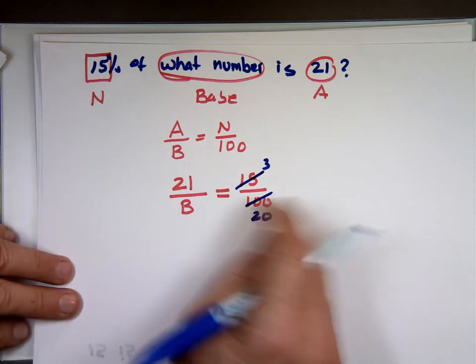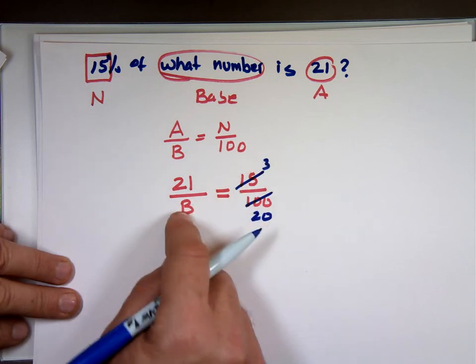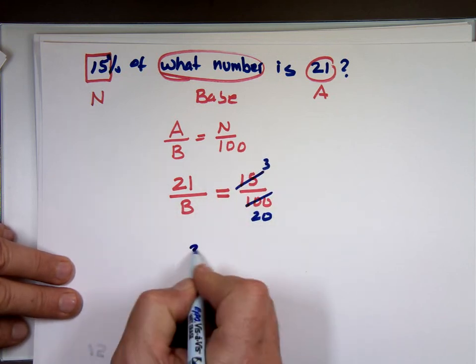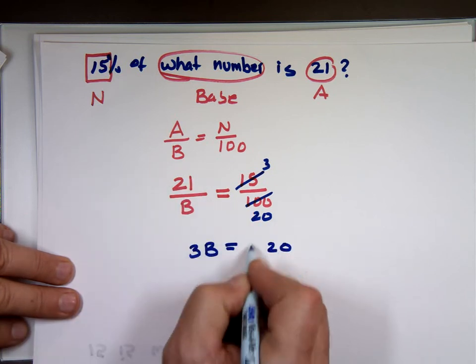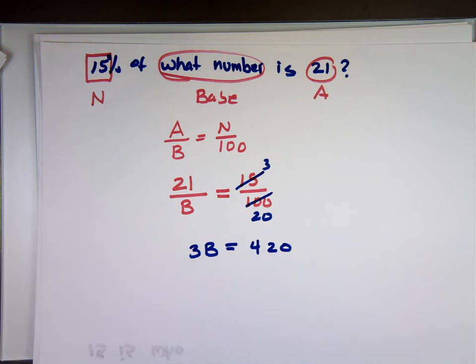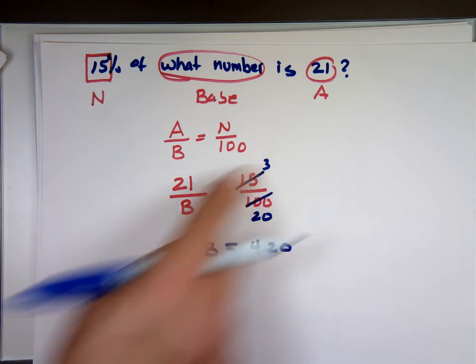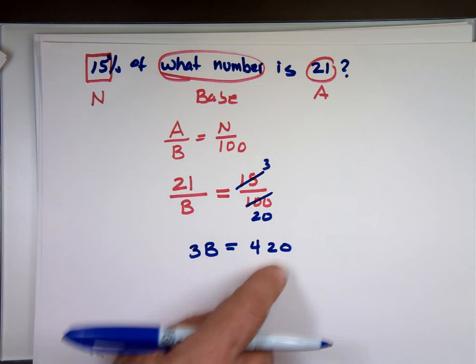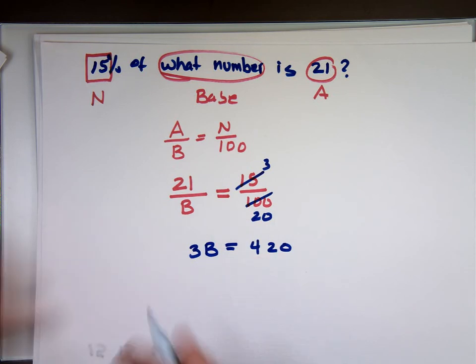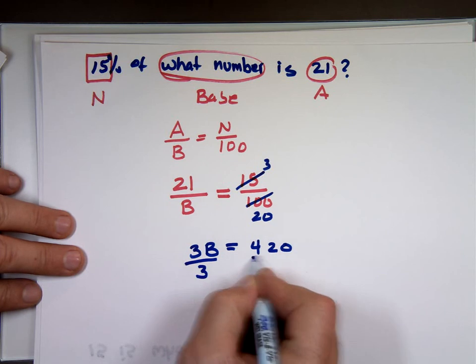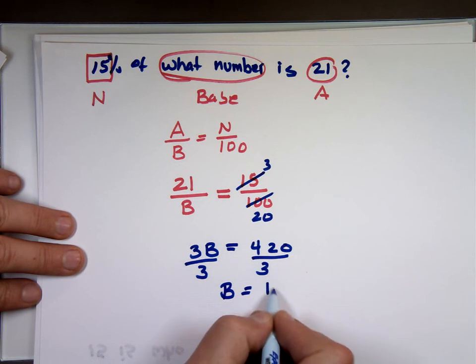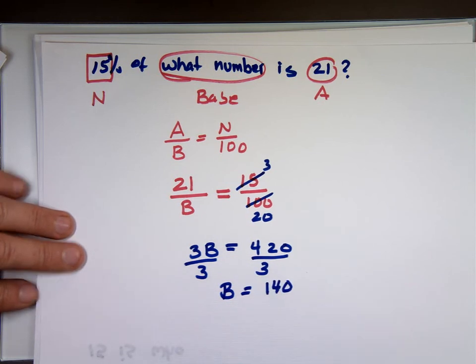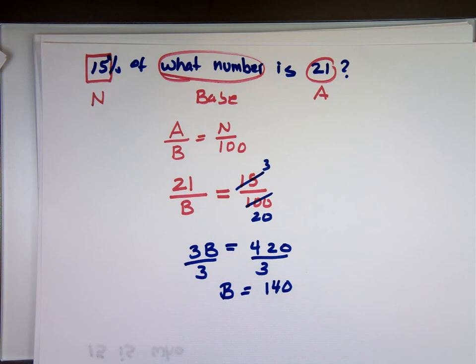Cross multiply now. 3 times B, which is what? 3B. 21 times 20, 420. So 3B equals 21 times 20, which is 420. Now to solve for B, we're going to divide both sides by what? By 3. 12 by 3 is 4. Is 140? 15% of 140 is 21.